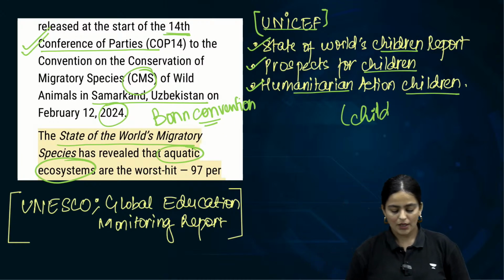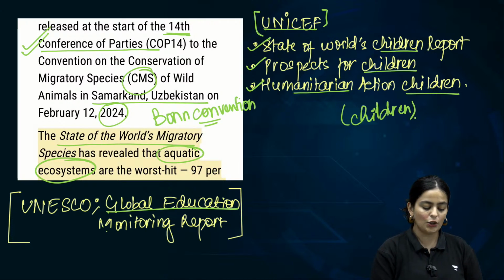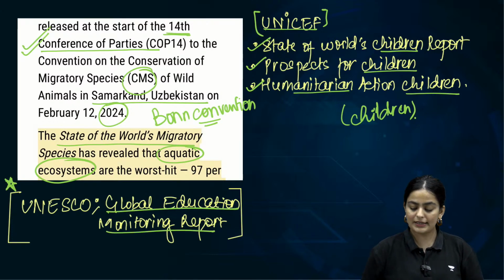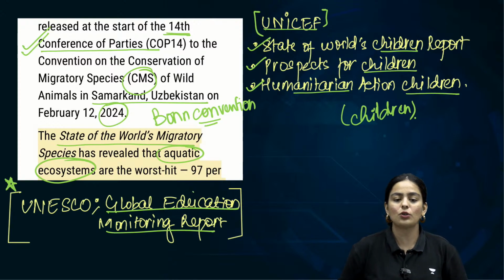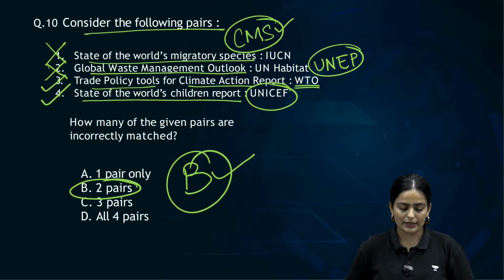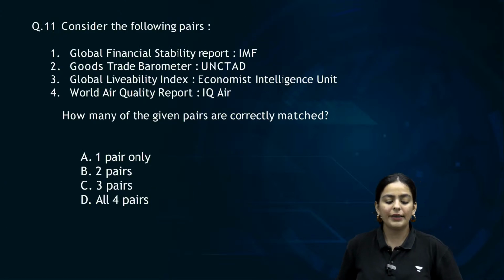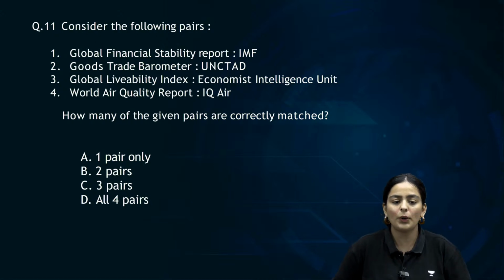Alright. So, Global Education Monitoring Report is UNESCO's report. As I had said, education will be UNESCO, children will be UNICEF. Clear about this? Yes. Alright. Let's go to our next question. Consider the following pairs.